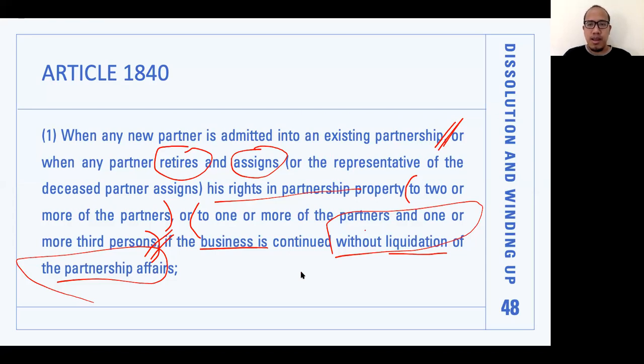Kasi nga hindi ka nag-liquidate. Kasi kung nag-liquidate ka sana, nabayaran mo yung mga creditors, diba? Eh hindi ka nga nag-liquidate, so creditors pa rin sila. So kung ano man yung tinuloy na business, we'll have to answer or we have to shoulder itong mga naiwan na liabilities. Okay, that's the first situation.